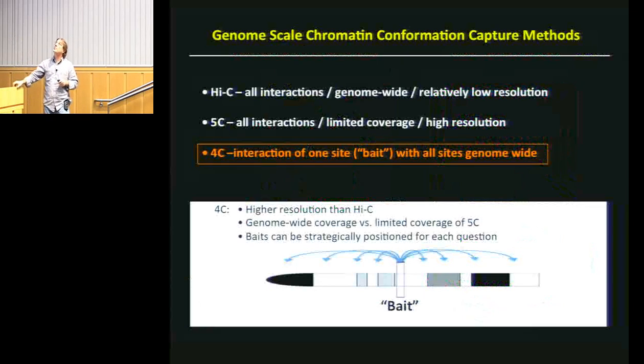What we chose to test this hypothesis was 4C rather than Hi-C for a couple of reasons. One is, particularly when we started these experiments in 2012, 4C was much higher resolution than Hi-C. I think it still is, but of course, if you're at Broad, maybe you can get that kind of depth. What you do with 4C is look at the interactions of one site with all the other sites throughout the genome, and by focusing all your information on interactions with one site, you can get much higher resolution. But you can also position these baits, so to speak, in different informative locations: early domains, late domains, developmentally regulated domains, et cetera. So there are several predictions from this hypothesis.